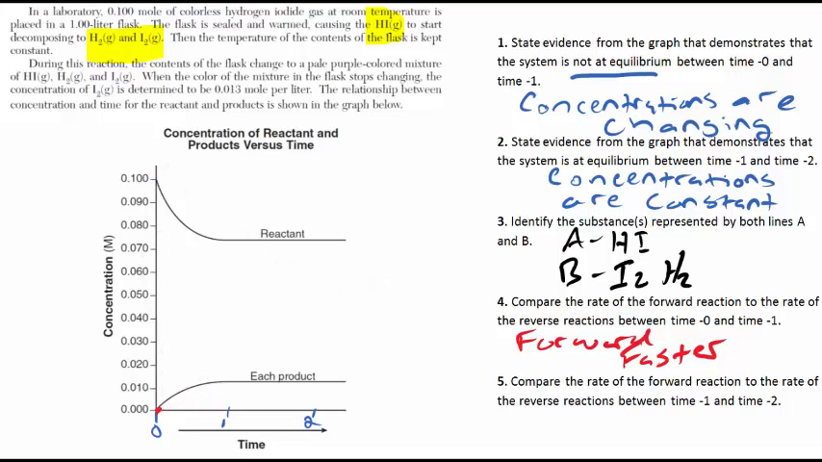But then, we'll read the next question here: compare the rate of the forward reaction to the rate of the reverse reaction between times 1 and 2. Look what happens. Okay, we've gotten back to the equilibrium where the forward and reverse are equal because nothing is changing. So the forward and the reverse between times 1 and 2 are equal. And again, that is equilibrium.